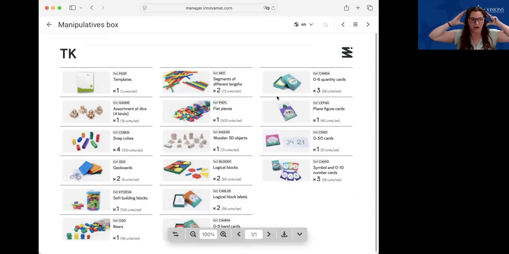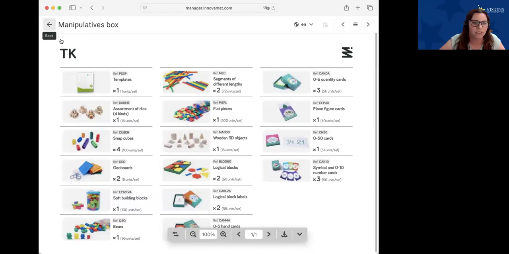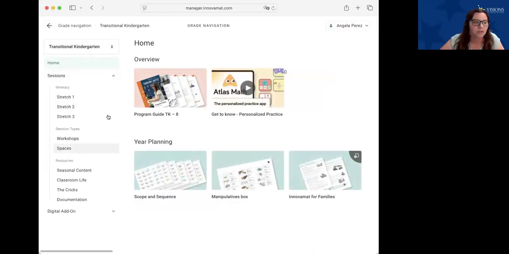For the most part, what kids are doing is these hands-on activities and games. There's a couple of spots where there are printables in the curriculum. It's a pretty small number of printables.